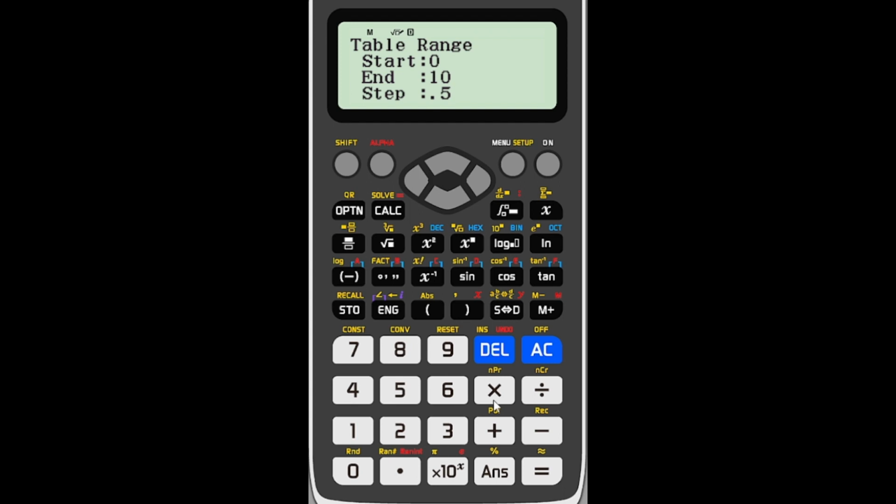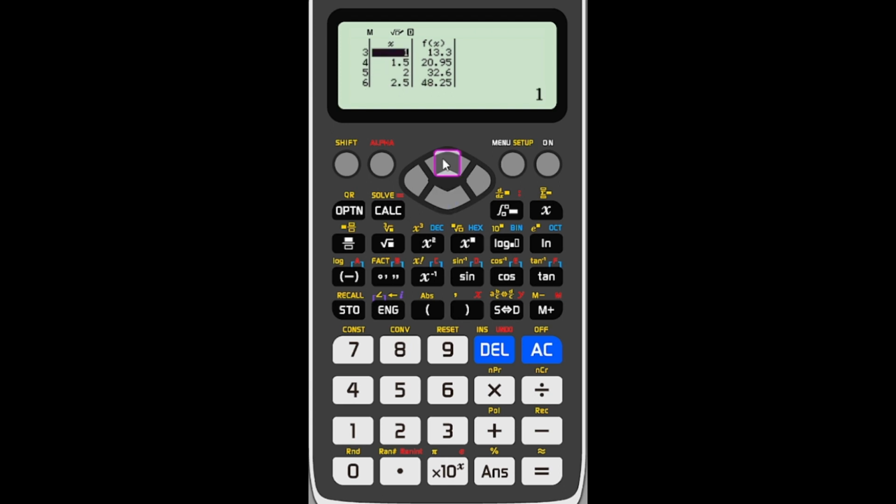And the calculator will calculate all the values at those points for you. Now you press equals to make sure that everything is right, and then press equals again. You can see that this is the table that it gives you. So what's happening to x? X is changing from 0, 0.5, 1, 1.5, 2, 2.5.